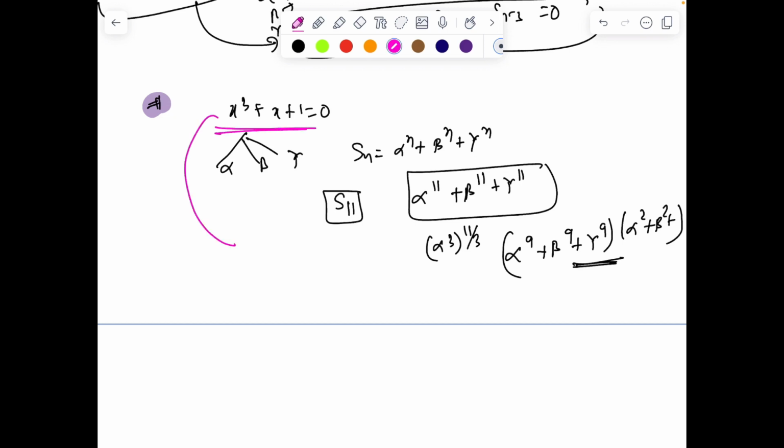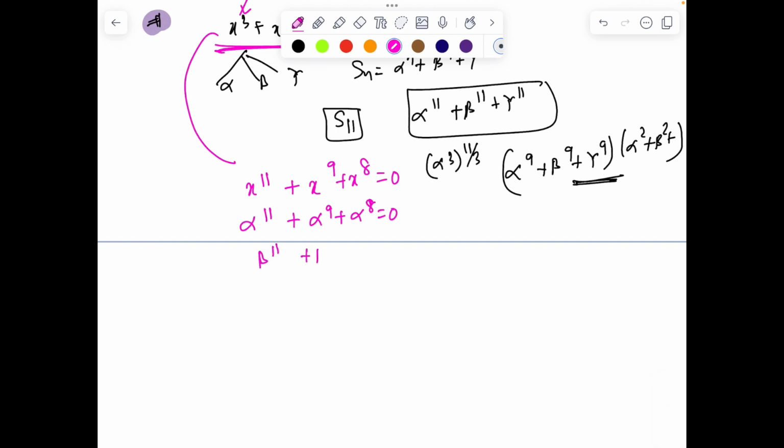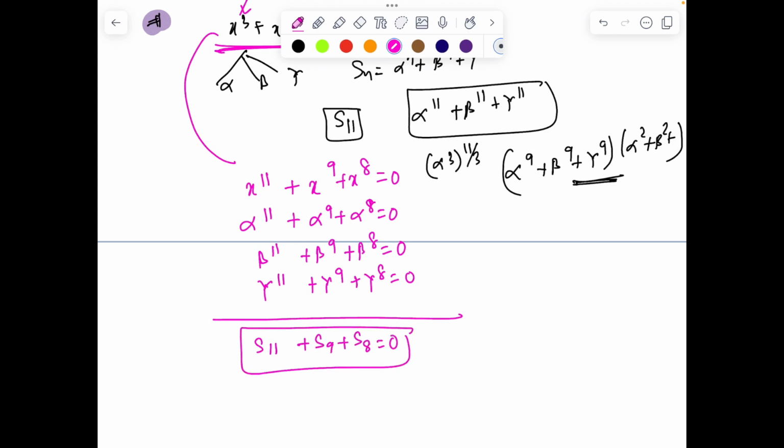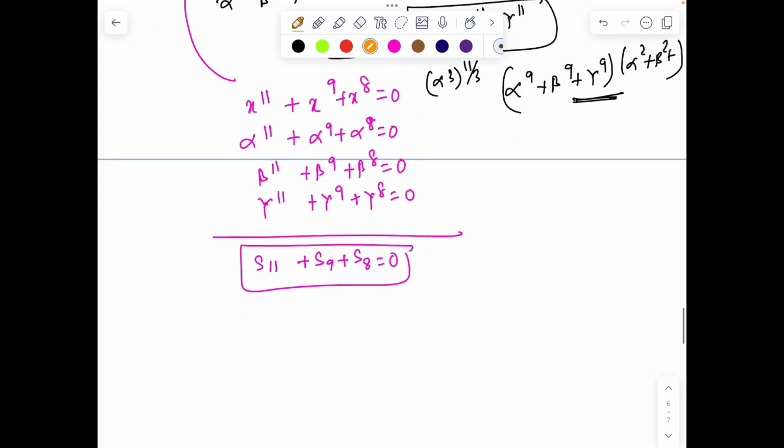But once someone realizes that I can multiply this expression with x to the power 8, to create x11 plus x9 plus x8 equal to 0. Since alpha satisfies it, alpha 11 plus alpha 9 plus alpha 8 is 0. So is beta. And so is gamma. Gamma 11 plus gamma 9 plus gamma 8 is 0. So from here, the moment you add, you will get S11 plus S9 plus S8 is 0. So I am able to relate 11 with 9 and 8.